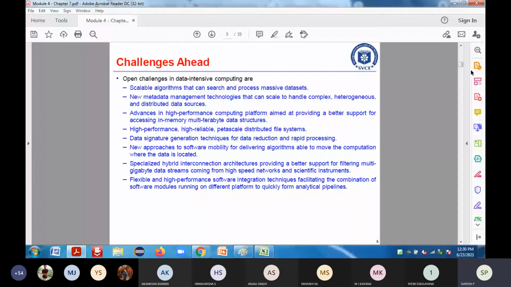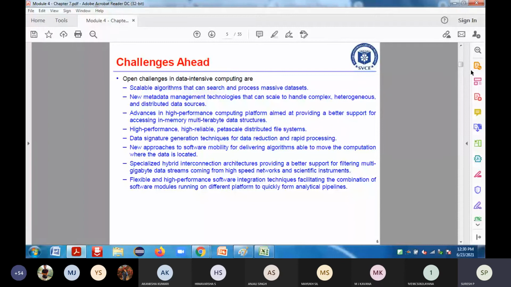Because the data is generated dynamically, every second around 1000 GB, or 1 terabyte, of data is being generated. So to analyze that data, if you want to search and process it, you should have scalable algorithms that can search and process massive data sets. Okay, so that is one of the challenges you are going to have.